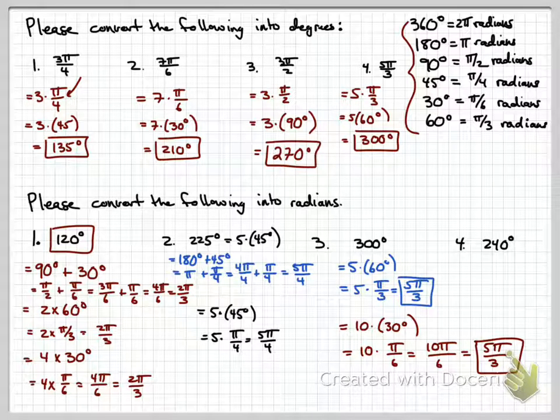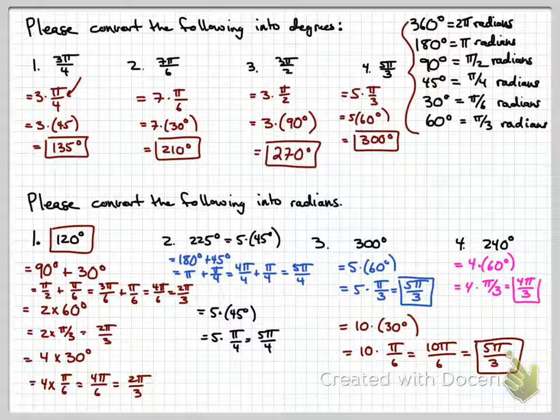240 degrees, oh man. I'm thinking that this is equal to 4 times 60 degrees. So that's 4 times pi over 3 radians for a grand total of 4 pi over 3 radians. Were there other ways to do this one to get 240 degrees? Absolutely. But I'm kind of out of space, so I'm going to leave that to you.